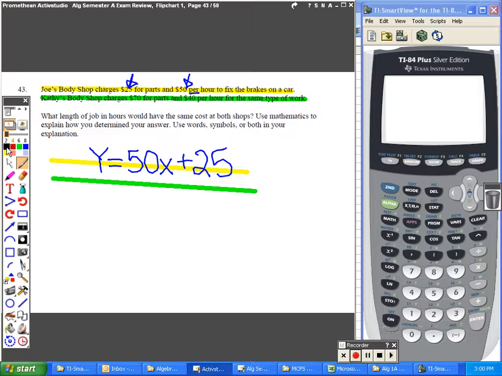Okay, now to the second line. The second line, they charge $70 for parts and $40 per hour. So I'll write that the same way, but instead of a 50, I'll put a 40. Instead of a 25, I'll put a 70.